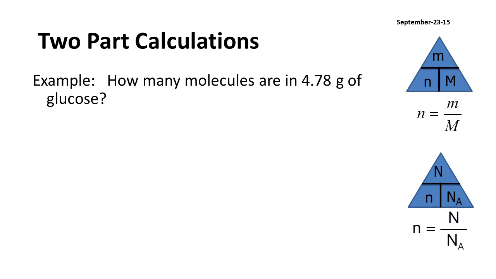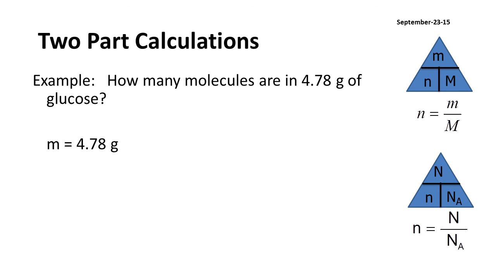Problem number 2 is basically a reiteration of that one. The only little extra complication that I've got here is I've given you glucose instead of something simpler as water. So this one asks us how many molecules are in 4.78 grams of glucose. Again, we know our mass, and the chemical formula for glucose is C6H12O6. So based on that, we can calculate the molar mass.